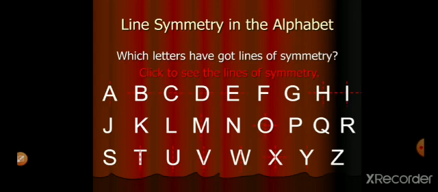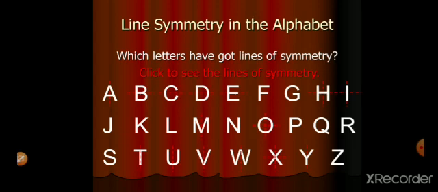You can see that A has one line of symmetry, and which type of line of symmetry? Vertical. B, C, D, E: you can see that these letters have only one line of symmetry, and which kind? Horizontal line of symmetry. Now in H and I, you can see that there are two lines of symmetry, vertical and horizontal. But there are also some letters which have no line of symmetry.